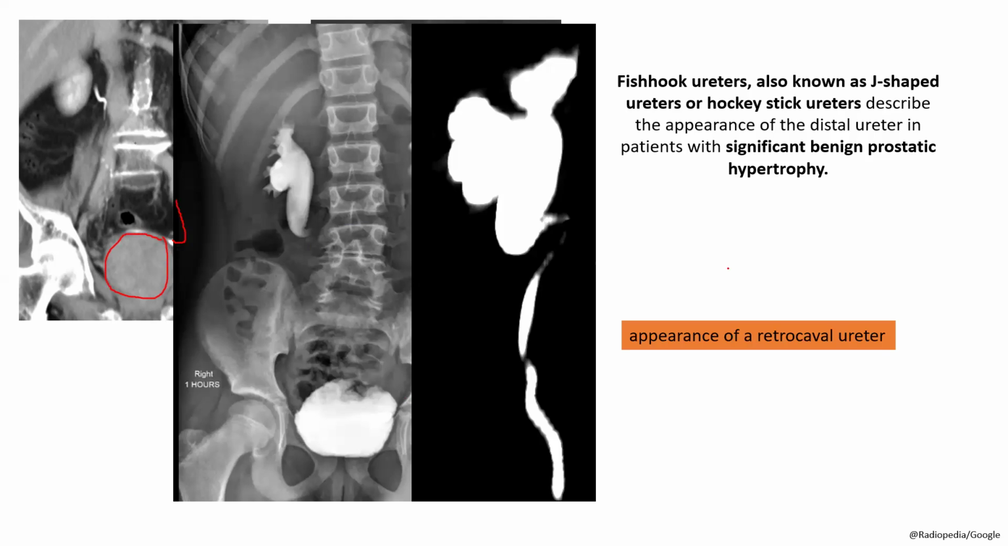J-shaped ureter has also been described in retrocaval ureter. So this ureter takes an abnormal course behind the IVC. In retrocaval ureter, you can find a reverse J-shaped ureter.